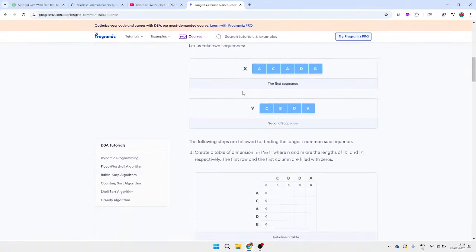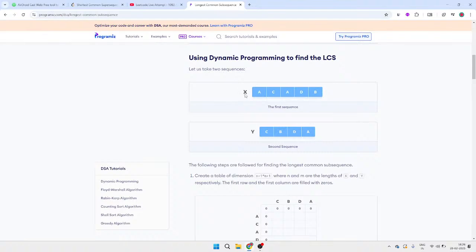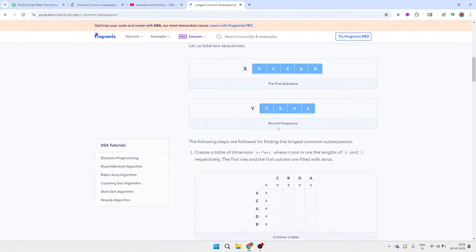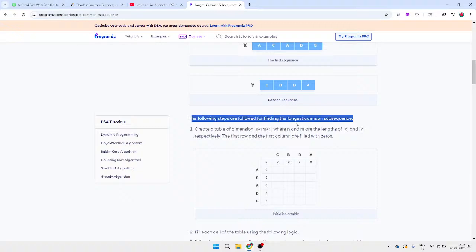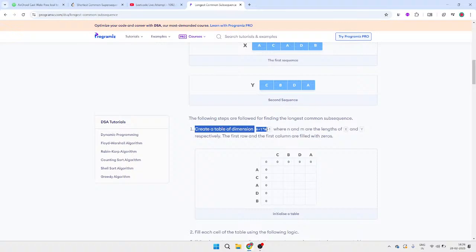So let's take two sequences. This is your X and this is your Y. The following steps are followed for finding the LCS. Create a table of dimension n cross m, where n and m are the lengths of X and Y. The first row and the first column are filled with zeros.